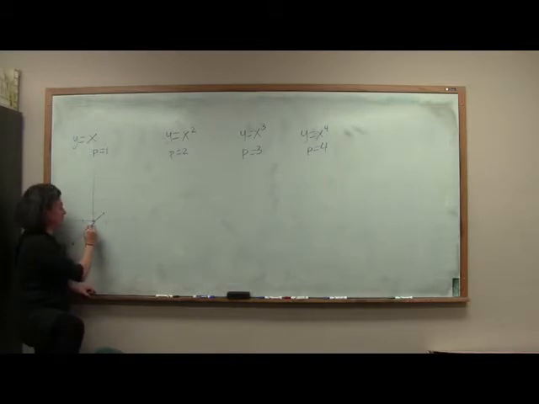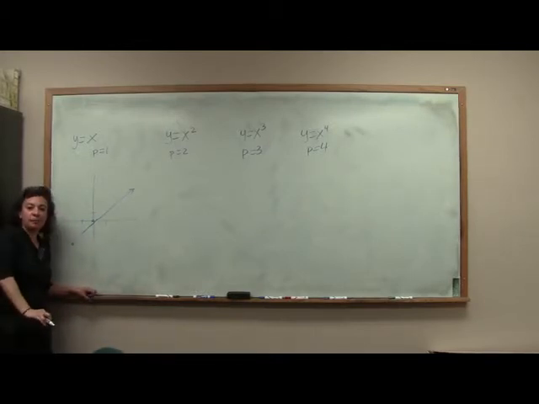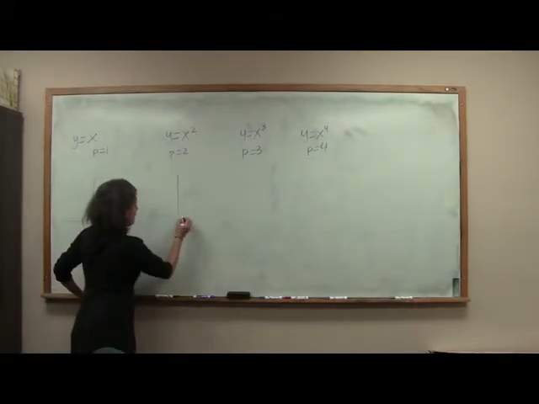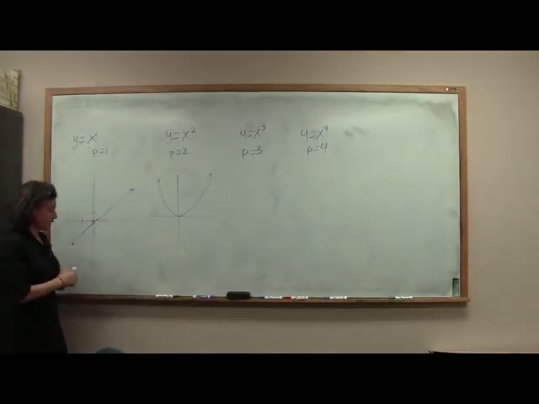Whoa. And that's what we're left with. Okay? We just get our basic identity function. All right. We know what the graph of y equals x squared looks like. We've just recently practiced graphing that.